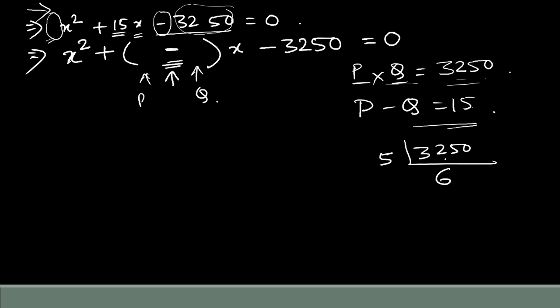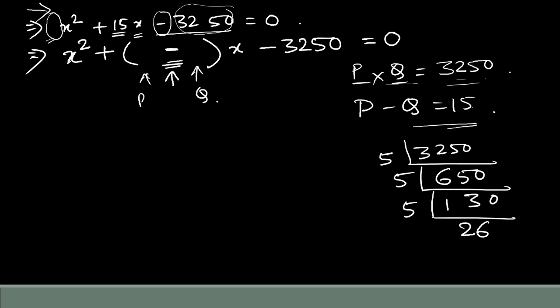5 times 6 is 30, 5 times 2 is 10, that gives 650. 5 ones are 5, 130. 5 twos are 10, 26. Okay, and then 13 times 2, which is 26.